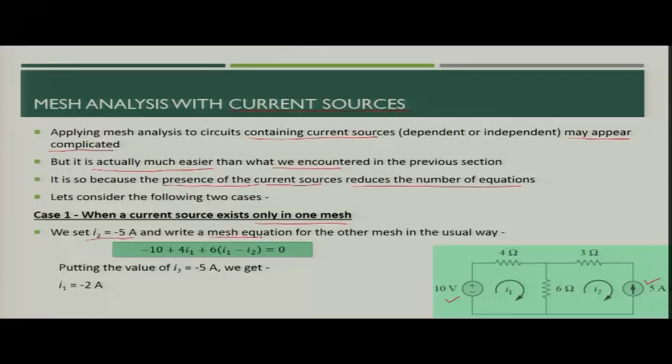What do we have to do next? We have to find out the current in the other mesh. So, you just have to write the mesh equation for this particular mesh. What will you write? You will write simply minus 10 plus 4 into I1 plus 6 into (I1 minus I2), and that would be equal to 0 for this particular mesh. Now, since we already know that I2 is equal to minus 5 ampere, you can simply put the value of I2 in this equation and you will get current I1 as minus 2 ampere.